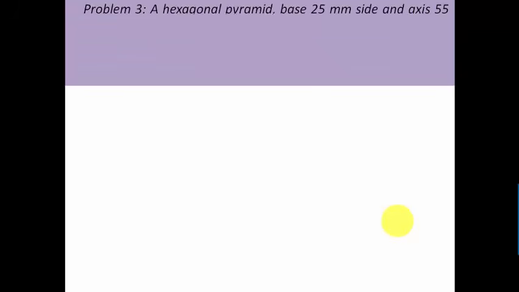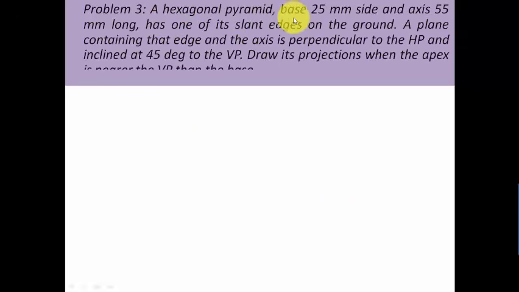And it goes like this. A hexagonal pyramid, base 25 mm side and axis 55 mm long, has one of its slant edges on the ground. A plane containing that edge and the axis is perpendicular to the HP and inclined at 45 degrees to the VP. Draw its projections when the apex is nearer the VP than the base.